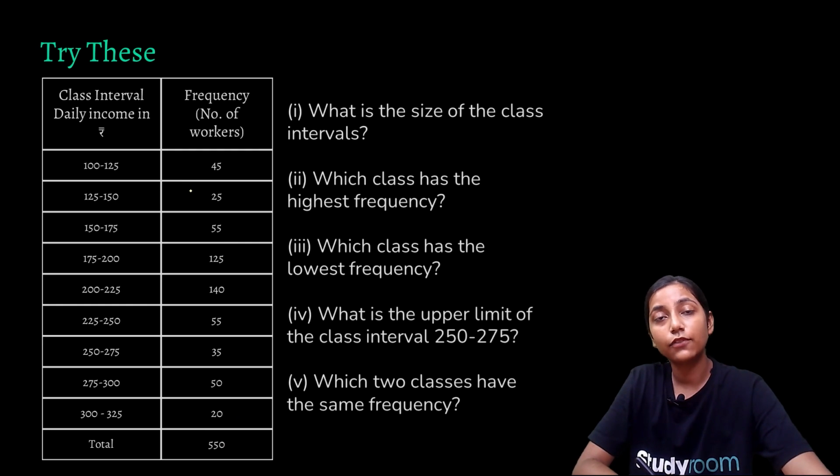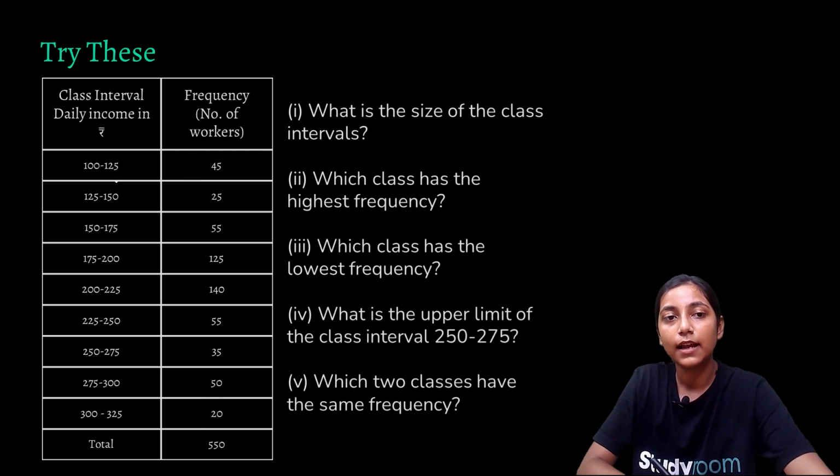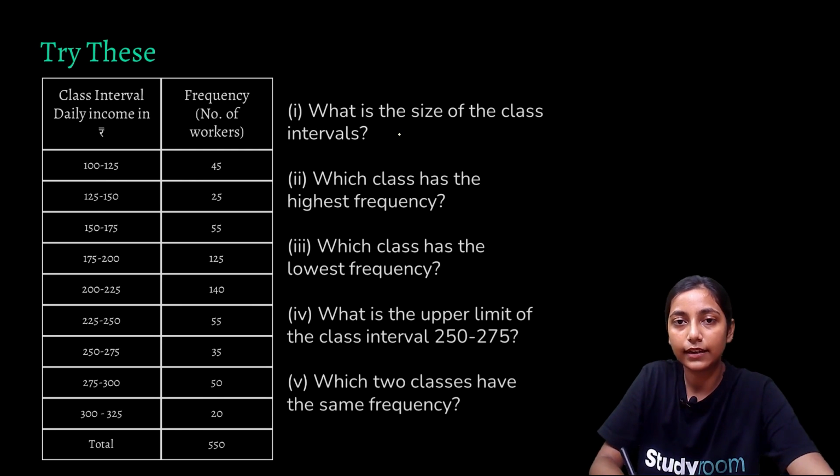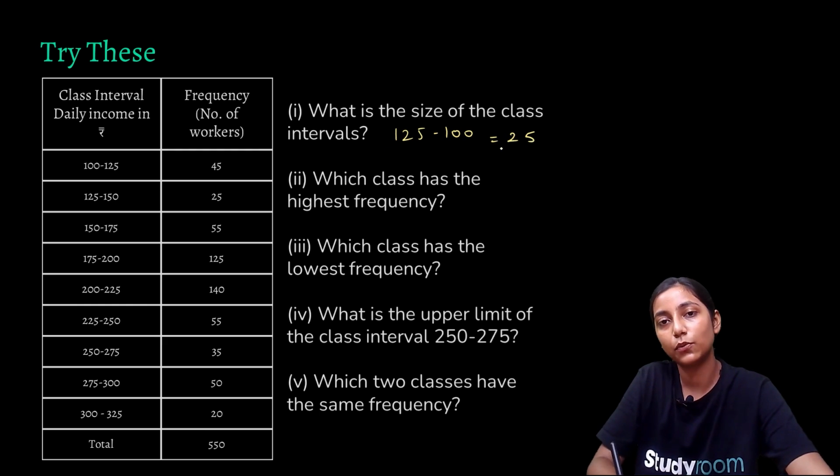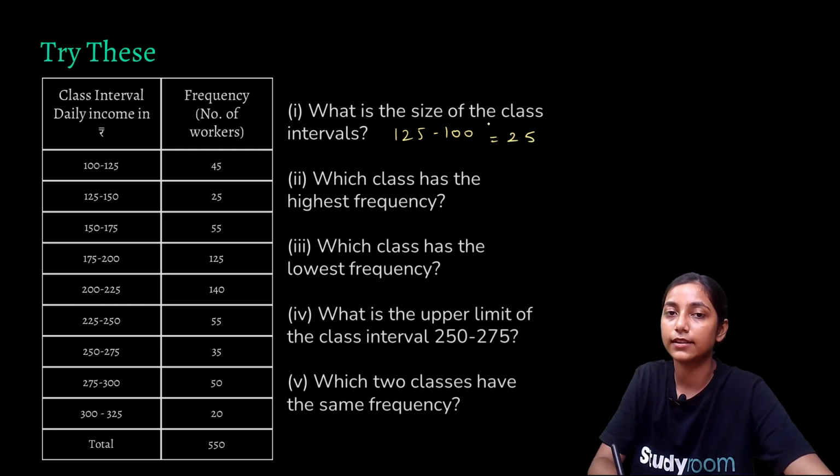Size of the class intervals or width of the class intervals means the same thing. That is found by subtracting the lower class limit from the upper class limit. So we can write it as 125 minus 100, and that will be 25 in this case. So the answer is 25 is the size or the width of the class intervals.